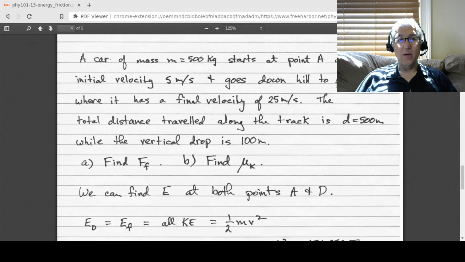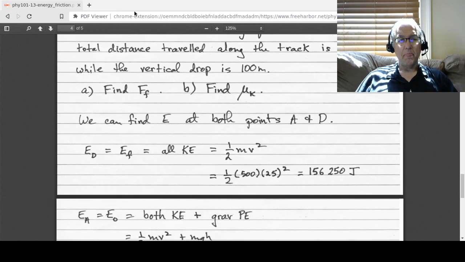So what do I want? I want you to find the force of friction, and I want you to find mu k. I should really say approximately mu k, but that's all right, we'll just find mu k. All right, so first you say, well, how do I do that?